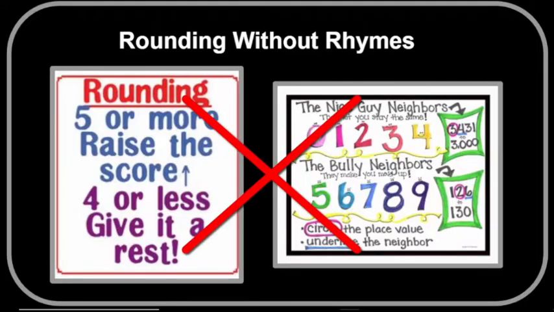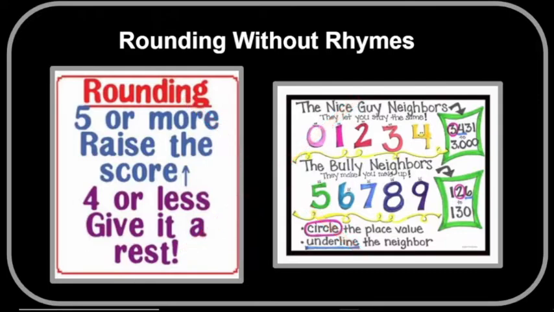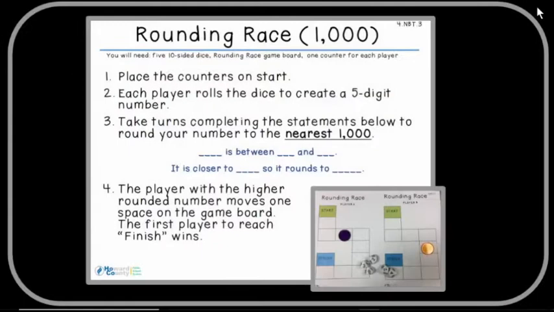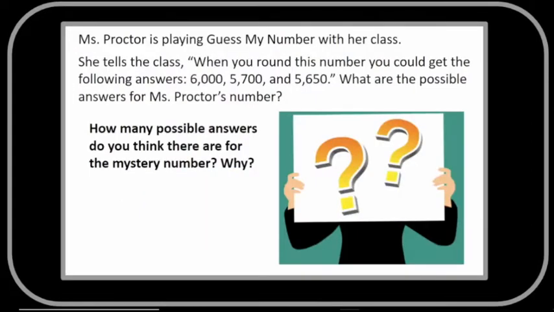It is important that students use place value understanding and reasoning instead of a trick or riddle. To learn more about setting the foundation for rounding in 3rd grade, please view the video on 3MBT1 at GeorgiaStandards.Org. In addition to basic games that can be played to practice and reinforce rounding, students can participate in a variety of tasks such as Guess My Number.